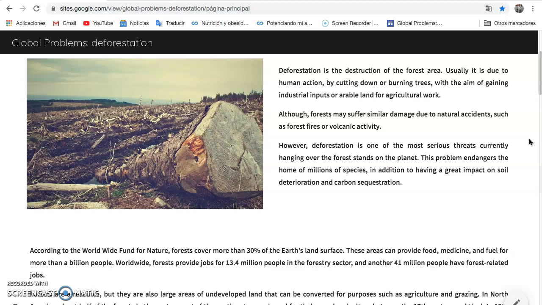However, it isn't only human beings that are responsible for deforestation, because forests may be damaged due to natural accidents such as forest fires or volcanic activity. In the images that I gave as an example, you can see it.